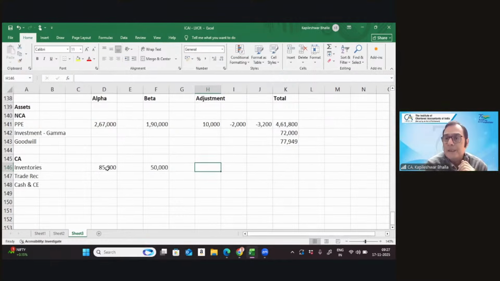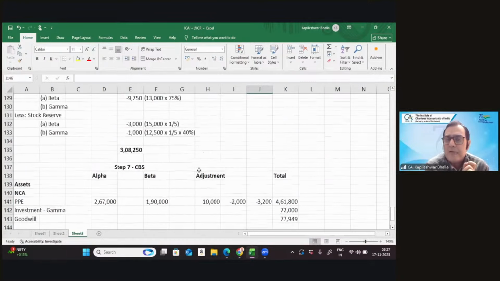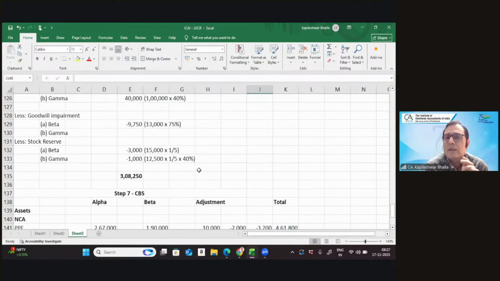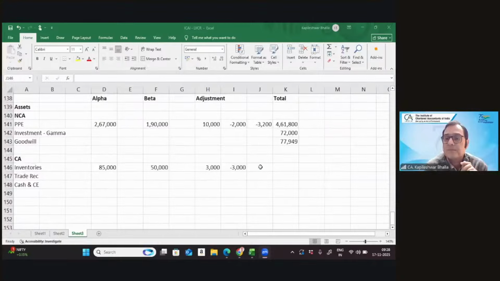There was a fair value increase in the inventory. I think that was 3,000 if I rightly remember, but then it was also reversed as well. So there was a stock reserve also. So stock reserve for parent, for the subsidiary, or just the subsidiary? So what about the elimination of the stock reserve? Is it going to be only the company which is subsidiary? That's right. So this is going to be 3,000.